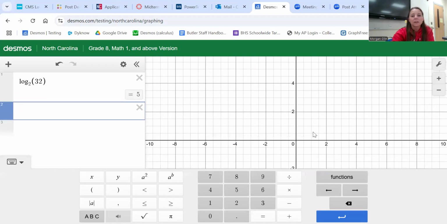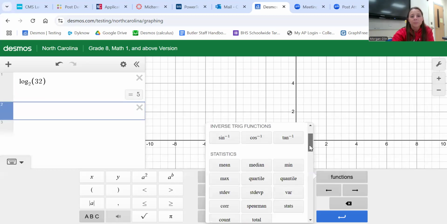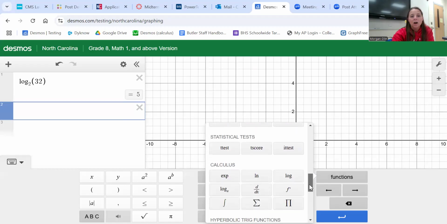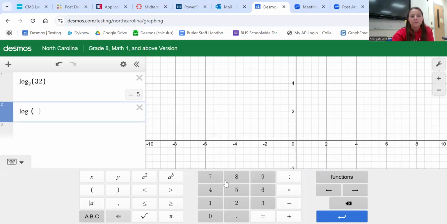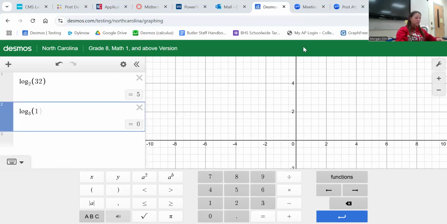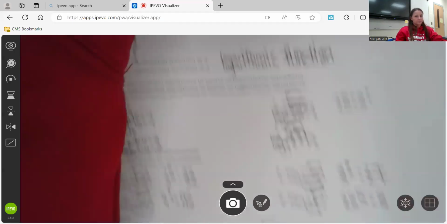So again, let me do it again. You hit functions. If our log has a base, we want to hit this one right here. And then say 3, and we put 1. Remember, anything with 1 equals 0. And you see that it comes out as 0. All right, so let's go back and let's solve some more equations here.